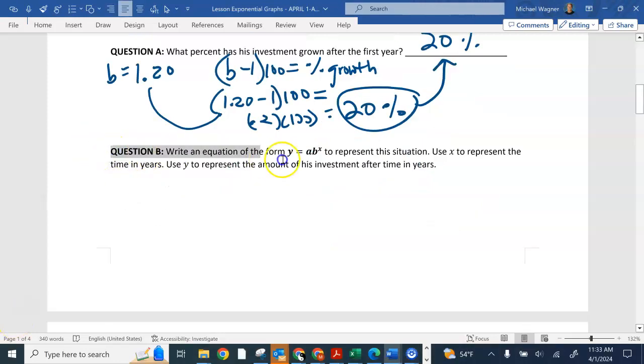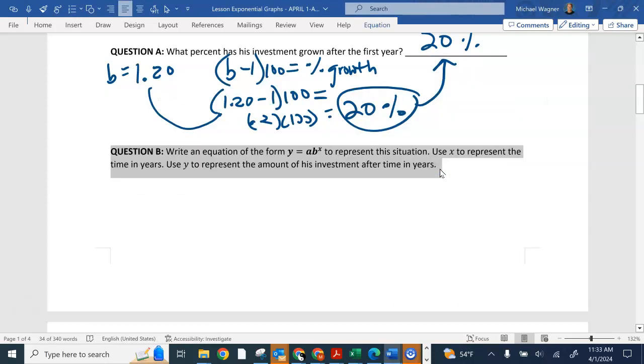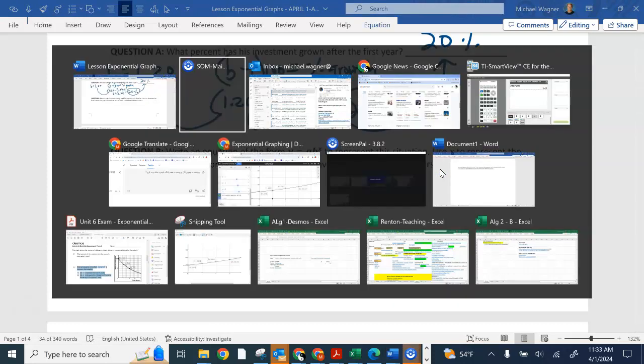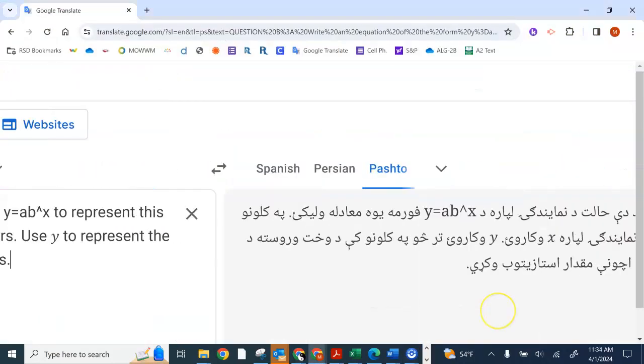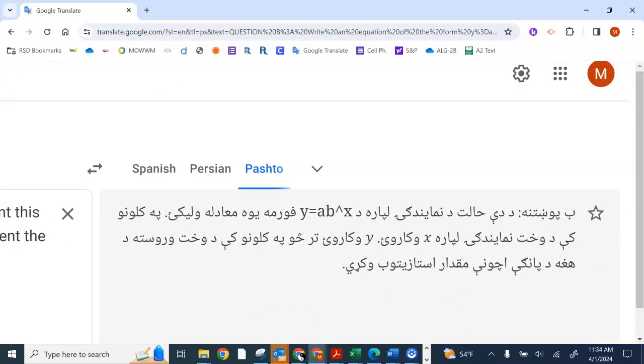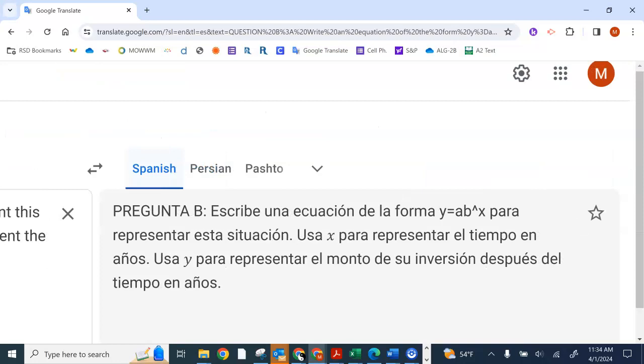Okay, so now we're going to do question B. So let me translate that for you. Okay, so here it is in Pashto. So you can pause it. Persian, Spanish.